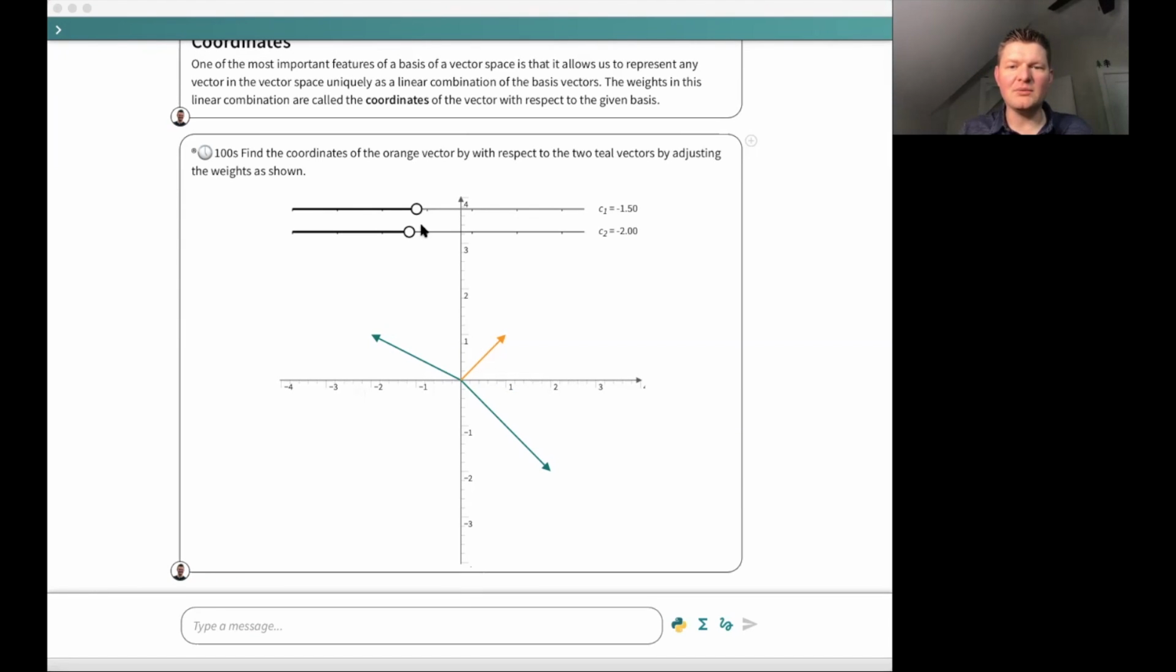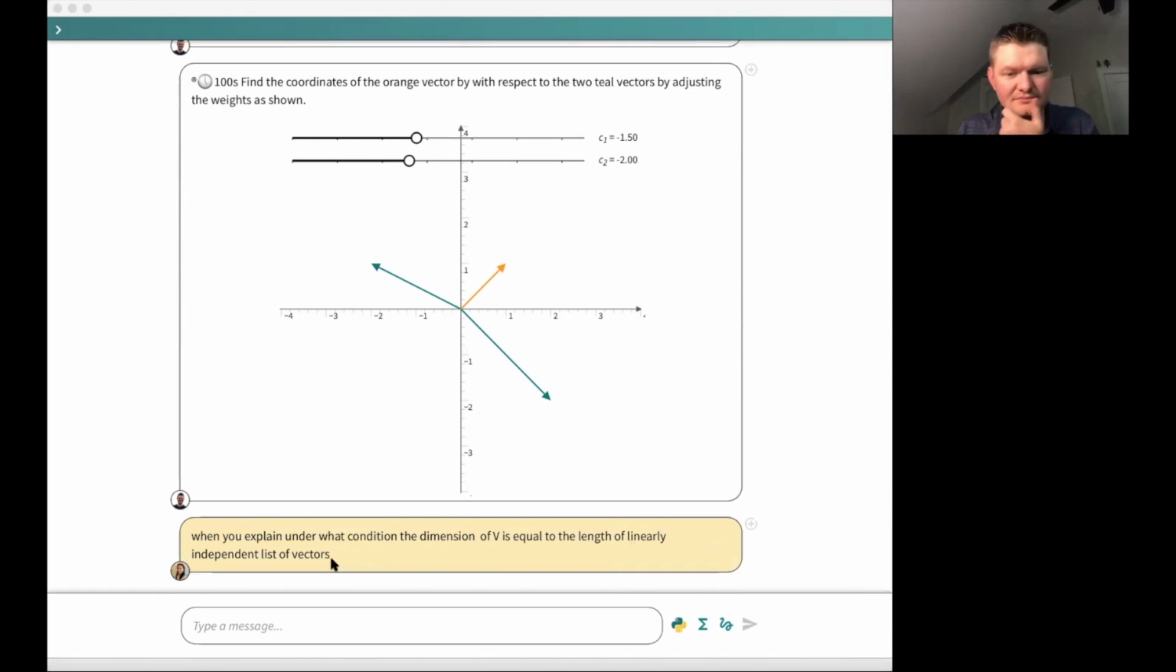Okay, so I want to answer one question that came in a little bit ago that I missed. It asked me to explain again under what condition the dimension of a vector space is equal to the length of the linearly independent list of vectors in question. So the point is that a linearly independent list can have length equal to the dimension if it spans the vector space, or it can have length less than the dimension of the vector space if it does not span the vector space.